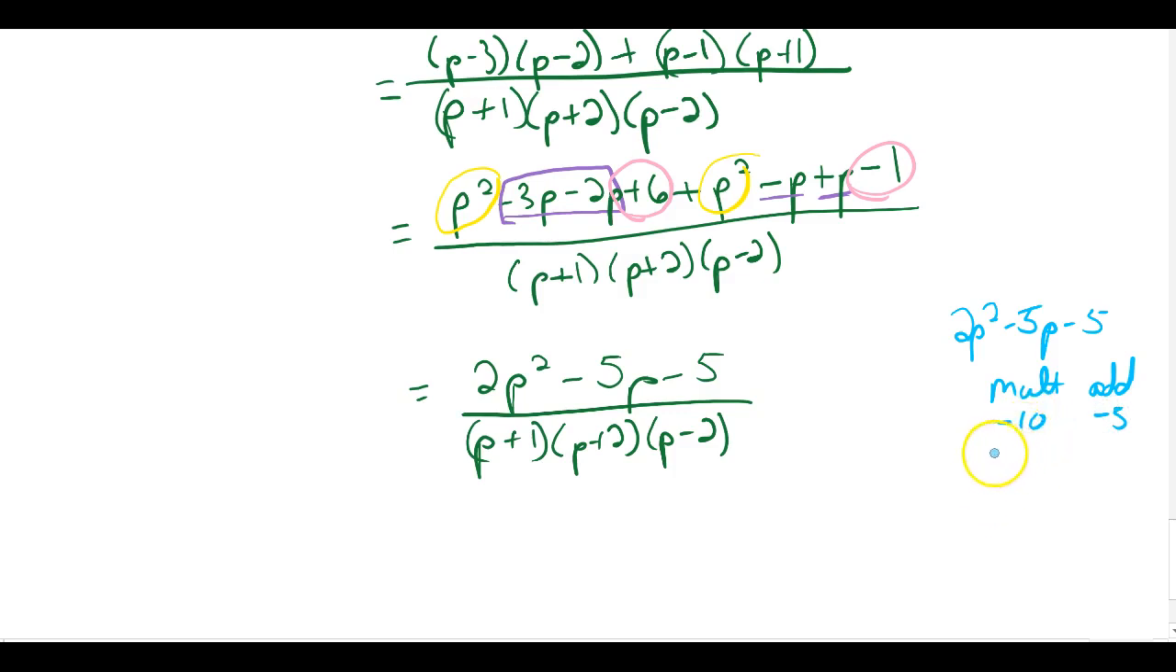Well, factors of negative 10 are negative 1, positive 10, negative 10, positive 1, negative 2, positive 5, or a negative 5, positive 2. These add up to a 9, this adds up to a negative 9, a 3, and a negative 3. None of these add up to a negative 5.